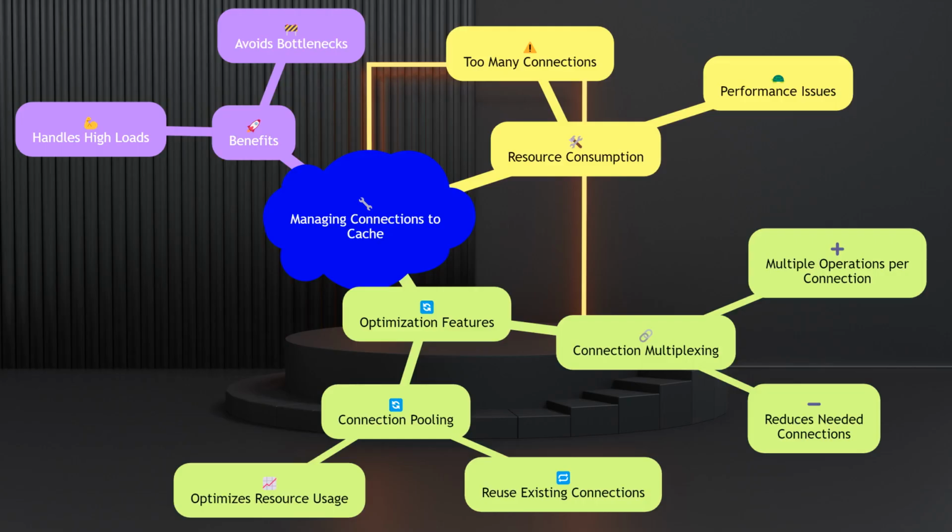Managing connections to the cache is another vital aspect. Each connection to the cache consumes resources, and too many connections can overwhelm the cache server, leading to performance issues. Azure Cache for Redis offers features like connection multiplexing, which allows multiple operations to be sent over a single connection, reducing the number of connections needed. Additionally, connection pooling can be used to reuse existing connections, further optimizing resource usage. Proper connection management ensures that the cache can handle high loads without becoming a bottleneck.